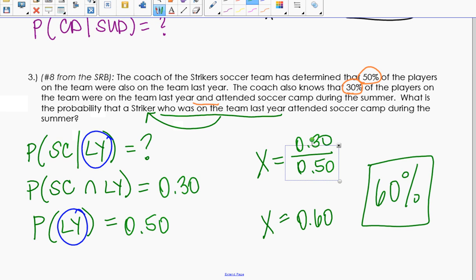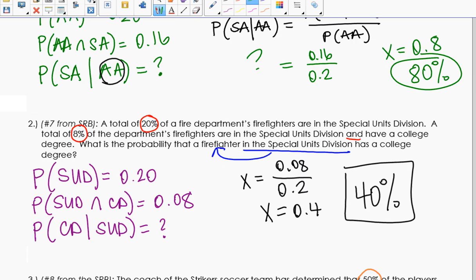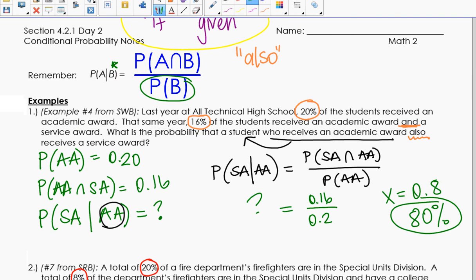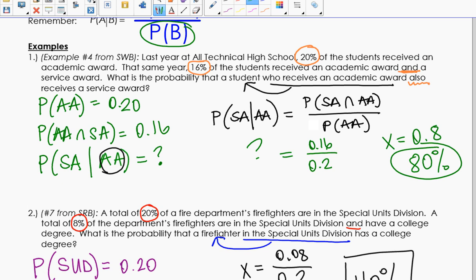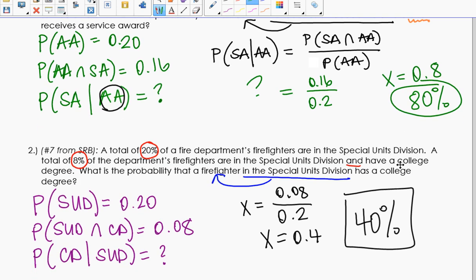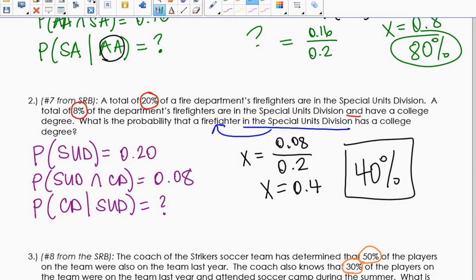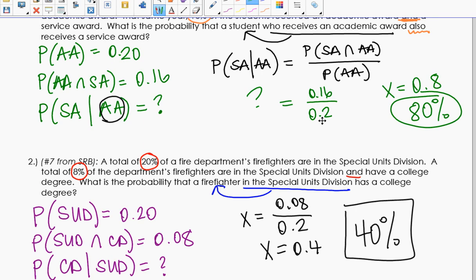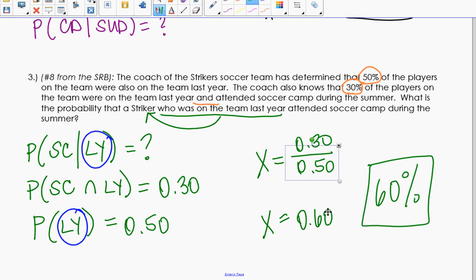A couple things to remember when you're doing these problems, you guys, because you're just doing one division, an easy way to check your work is to remember that probability can never be over 100%. And if you flipped these, did 0.2 divided by 0.16 or 0.2 divided by 0.08, or for the last one, if you did 0.5, you would get probabilities over 100%, and that should be triggering you that something is wrong.